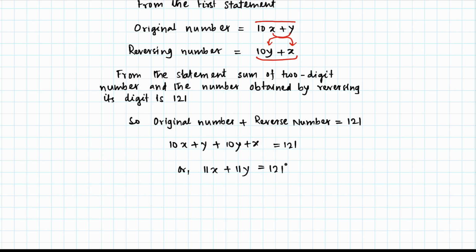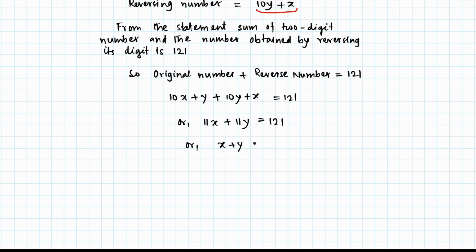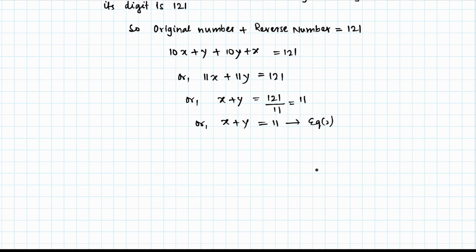11x plus 11y equal to 121. Taking 11 common, x plus y equal to 121 by 11, which is 11. So x plus y equal to 11, equation 2. So we got two equations. Step number 4, we need to solve for the variables x and y.